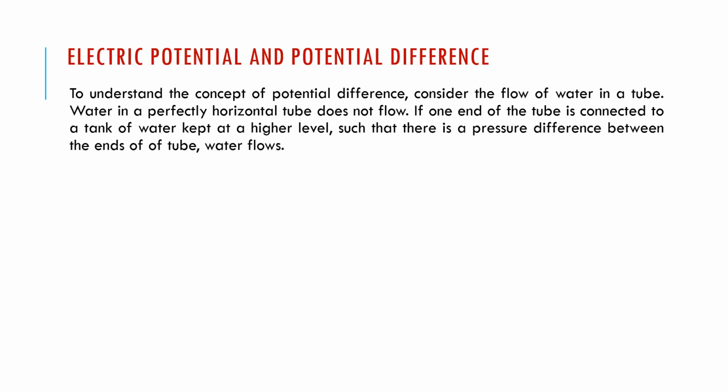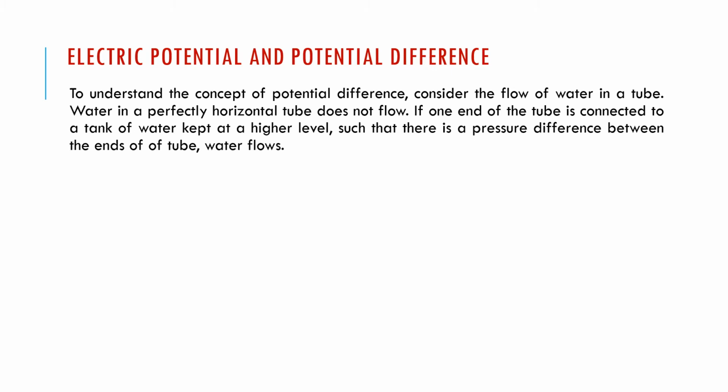So that is all about electric current, its SI unit, and the total number of electrons in 1 coulomb of charge. Now we will see another important term of this chapter, that is electric potential and potential difference. In order to understand the concept of potential difference, let us consider the flow of water in a tube.